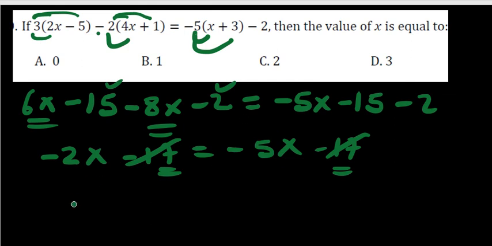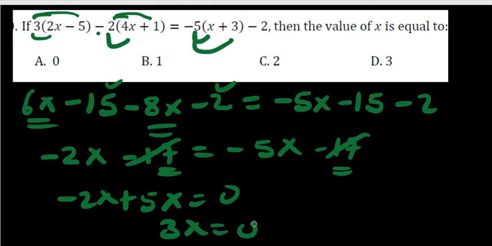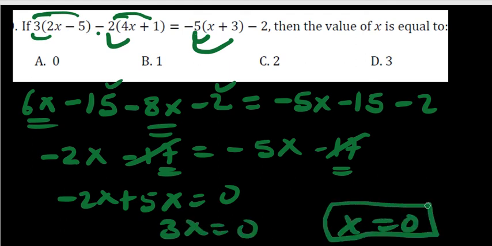So negative 5x, bring it. So negative 2x plus 5x is equal to 0 left. That means 3x is equal to 0. If you divide by 3, doesn't matter. So x is equal to 0 will be the final answer. Nothing, no number left. Simply it is 0. That is the answer. Okay, let's continue to the next one.